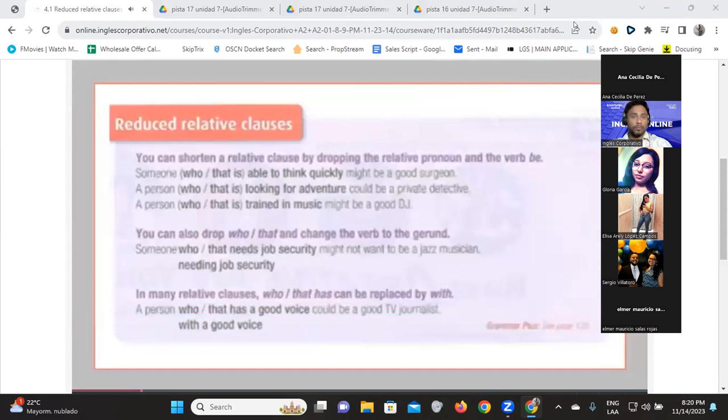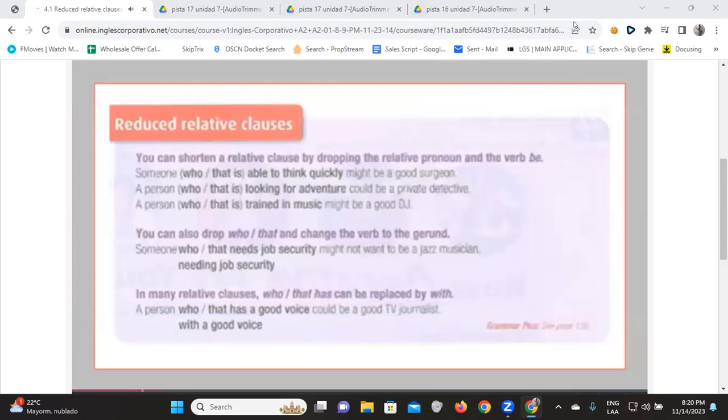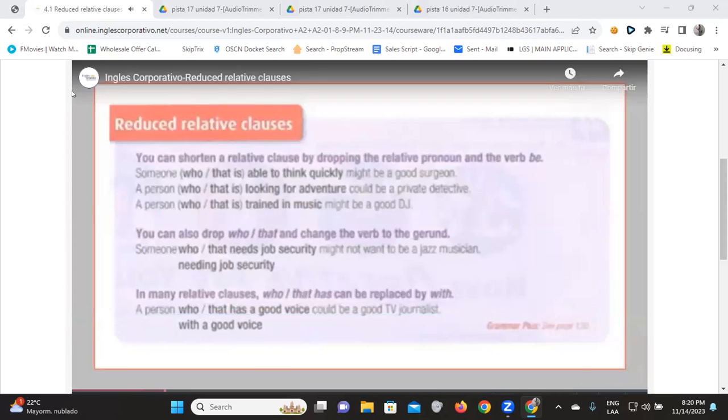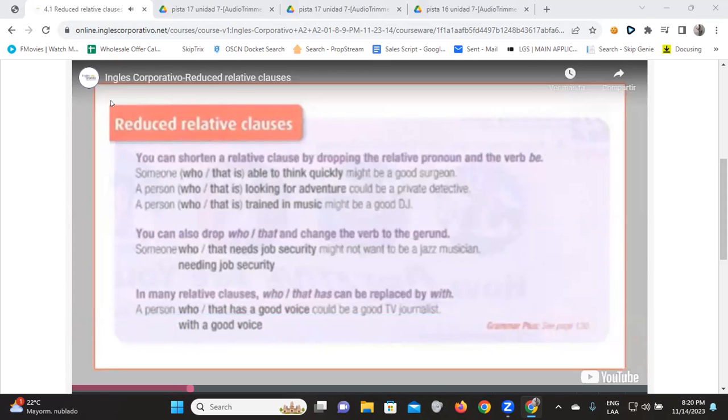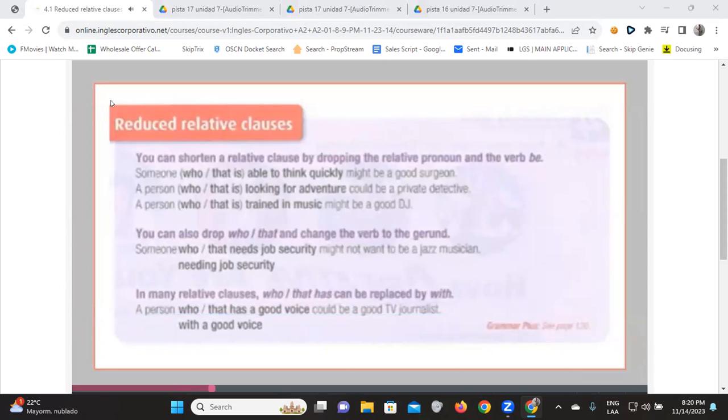Reduced relative clauses. You can shorten a relative clause by dropping the relative pronoun and the verb be. Someone who is able to think quickly might be a good surgeon. A person who is looking for adventure could be a private detective. A person who is training music might be a good DJ.